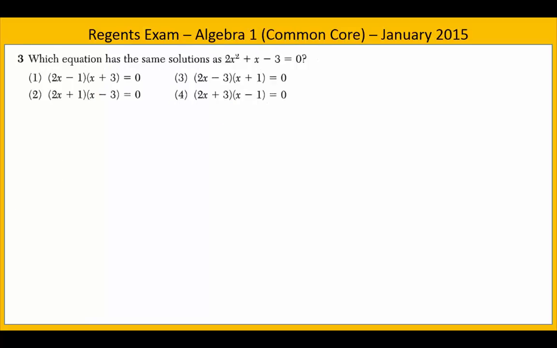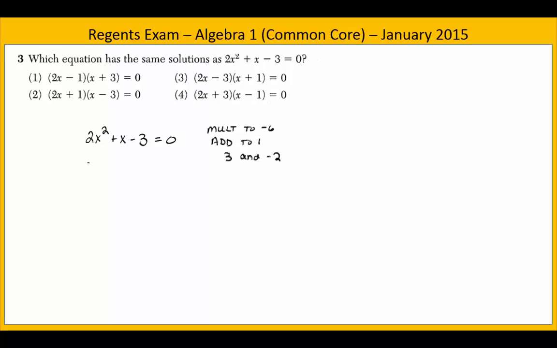In exercise 3, we're asked which equation has the same solutions as 2x squared plus x minus 3 equals 0. There are several ways we could determine the answer to this problem. Let's take a look at a few of them. First off, notice that each of the choices is an equation written in factored form. We could take the given equation and factor it.